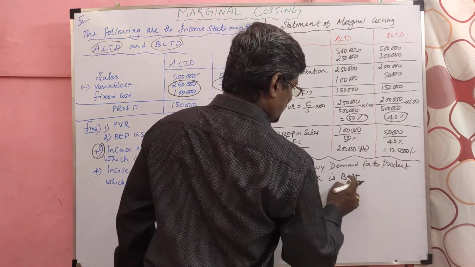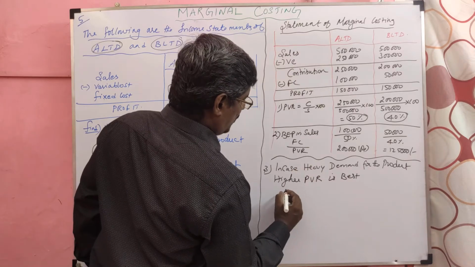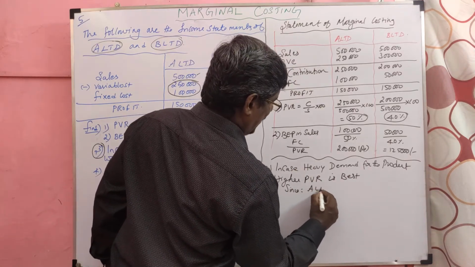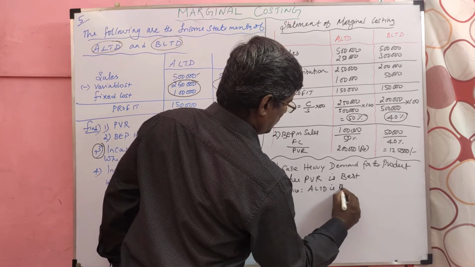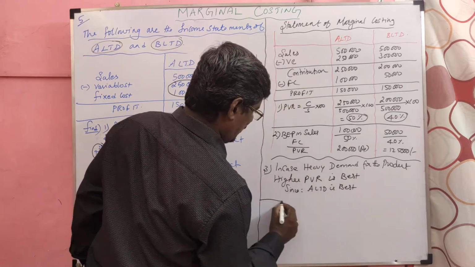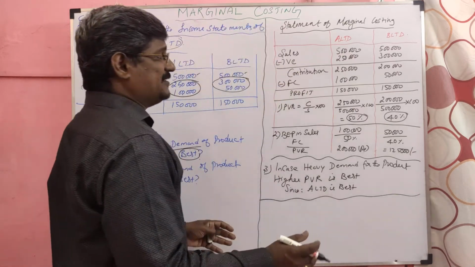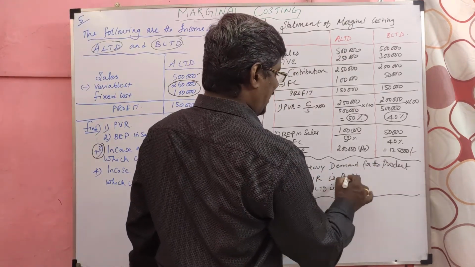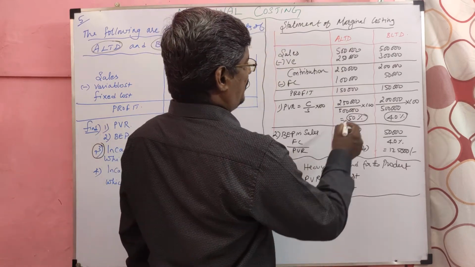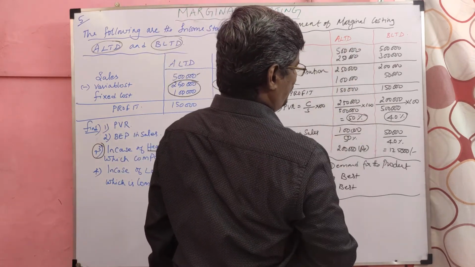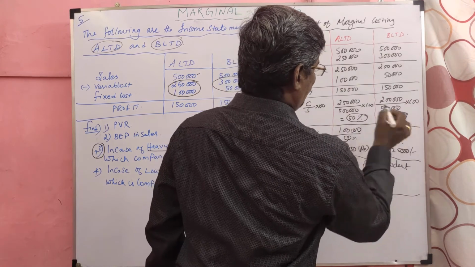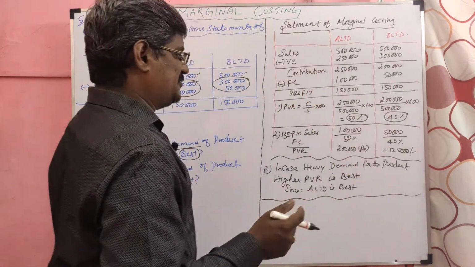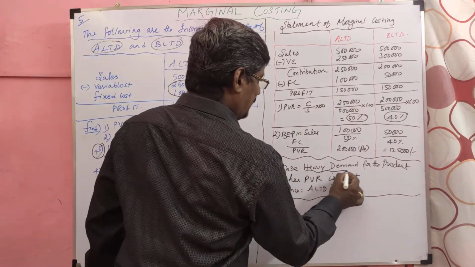So in case of heavy demand for the product, higher PVR is best. Therefore A Limited is best. In case of heavy demand, we should consider the higher PVR company. A Limited PVR is 50%, B Limited PVR is 40%. Which is higher? A Limited. So the higher PVR company is best in case of heavy demand.